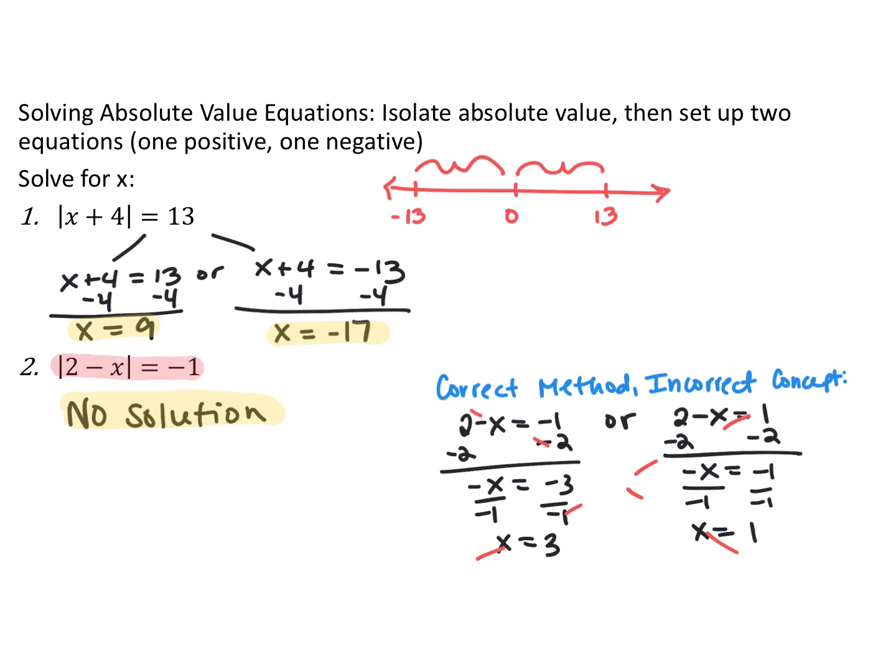You cannot take an absolute value once it's isolated and have it equal to a negative number. Absolute value will never give you a negative number as an answer. So if you ever come across this, it's just no solution. Be careful though, make sure the absolute value is isolated before you say that.